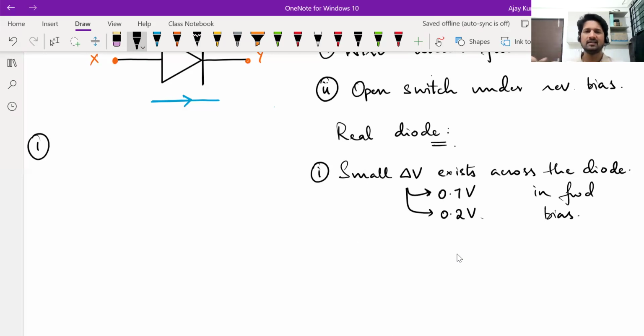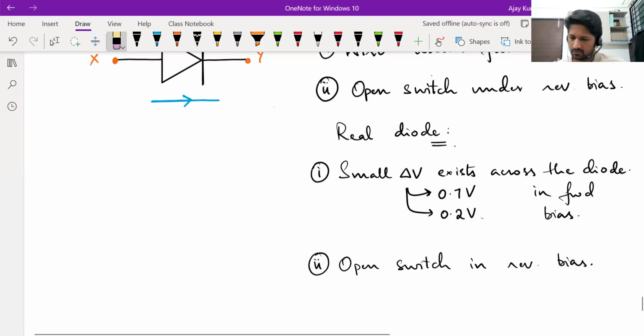Basically, we are considering its resistance. In reverse bias, again, you treat it as an open switch only. Infinite resistance. Fine.